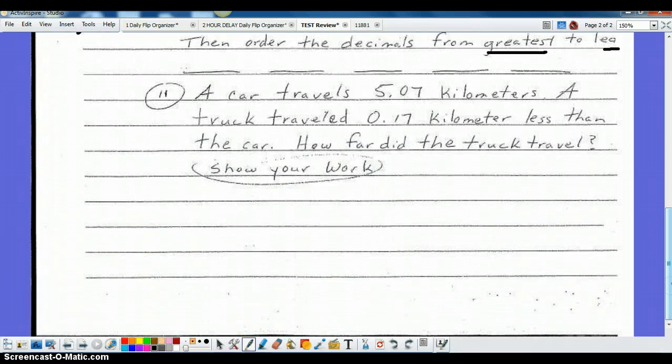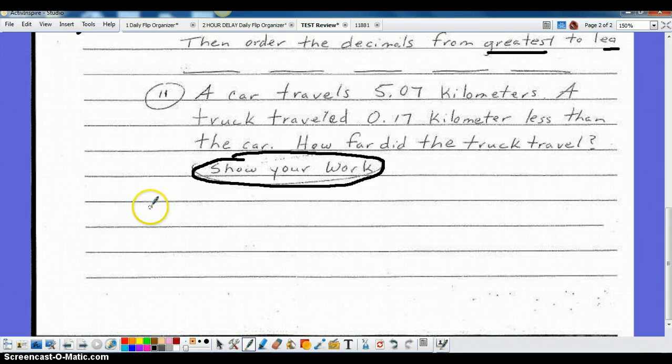Finally, we come down to a word problem. A car traveled 5 7/100 kilometers. A truck traveled 1,700 kilometers less than the car. How far did the truck travel? This here that is circled that says show your work, if you've got to this question and you don't have any of your work, you better go back and redo it now because I'm going to make you do it here at school. I've got 5 7/100.